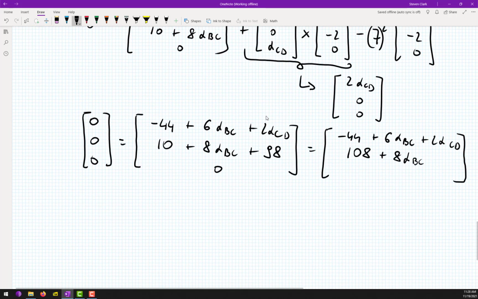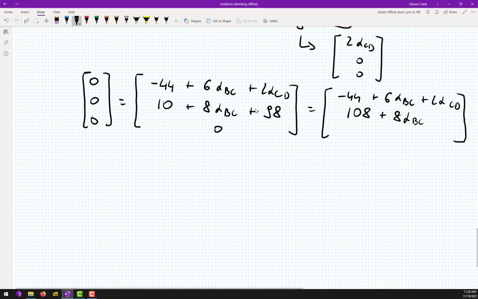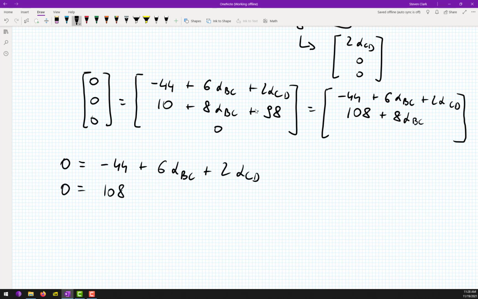Okay, so you can clearly see that we ended up with two equations and two unknowns. 0 is equal to minus 44 plus 6 alpha BC plus 2 alpha CD, and 0 is equal to 108 plus 8 alpha BC.